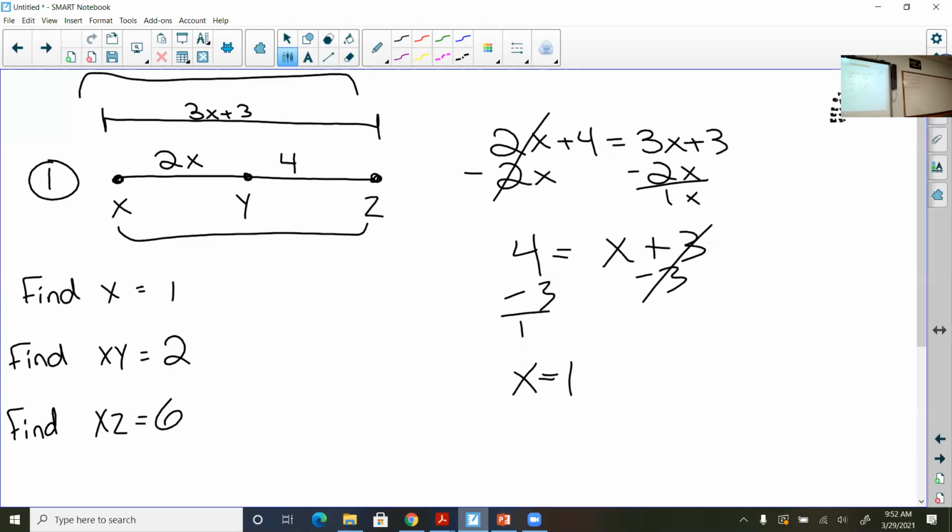How'd you get 6? There's a little confusion. You did find YZ, which is 4, but it says XZ. So you weren't wrong. I just had to notice that you wrote down the wrong thing.